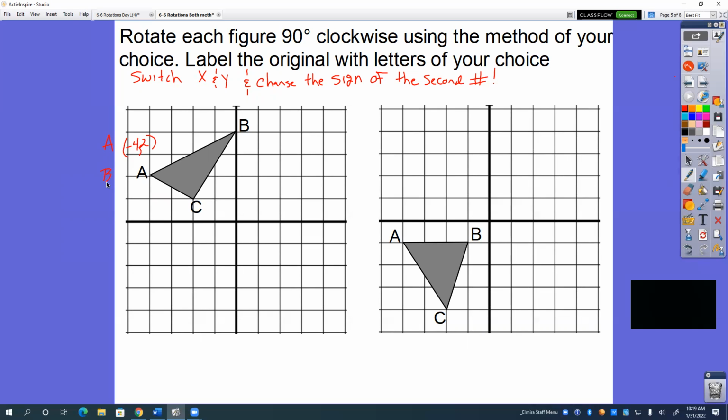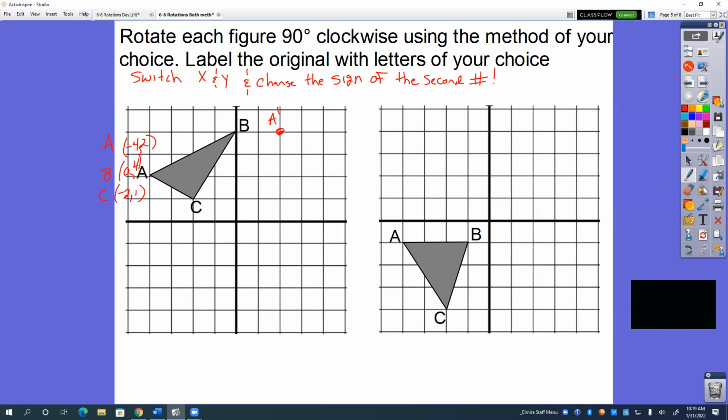B is 0, 4. And C is -2, +1. So switch X and Y and change the sign of the second number. So that means that A prime would be 2, +4.